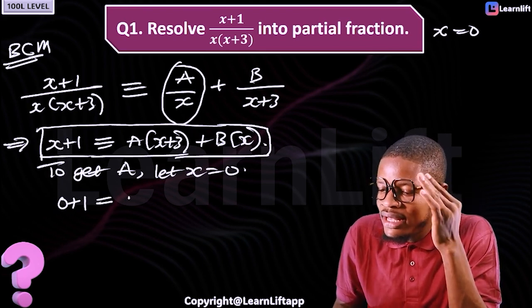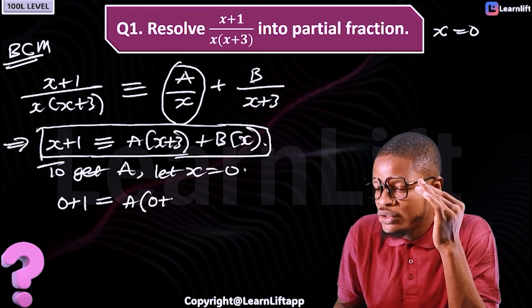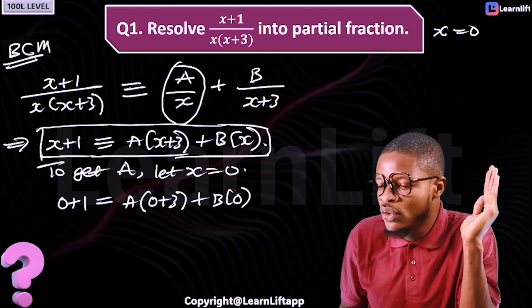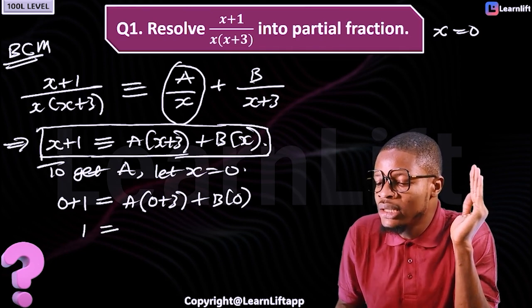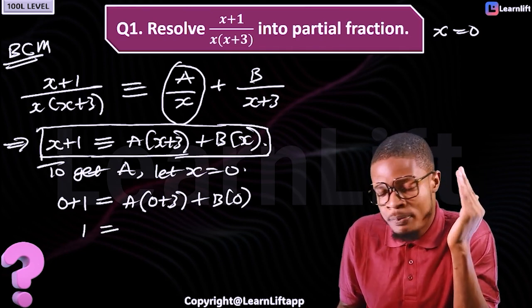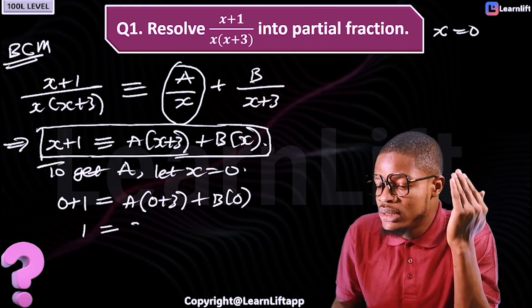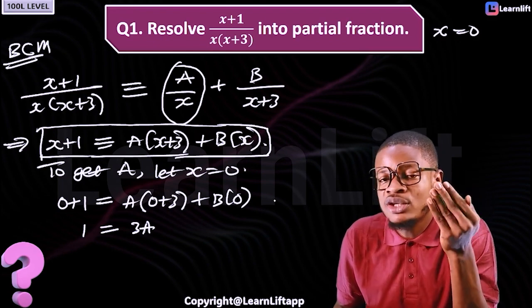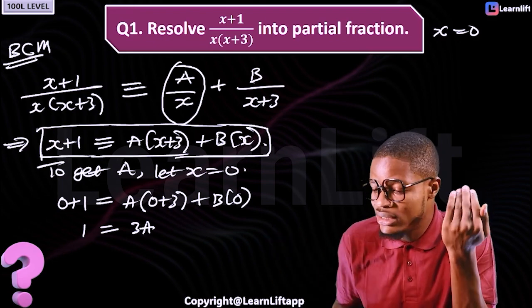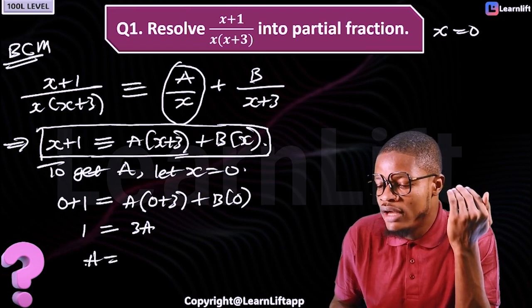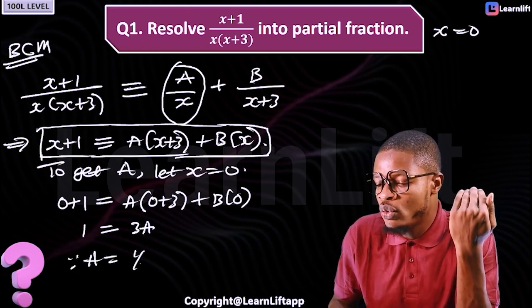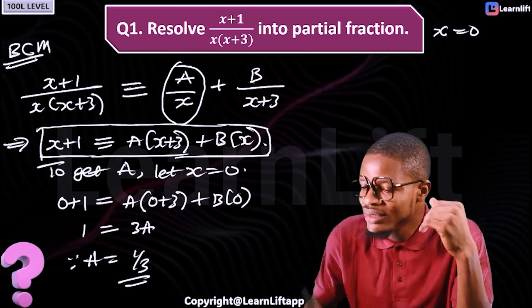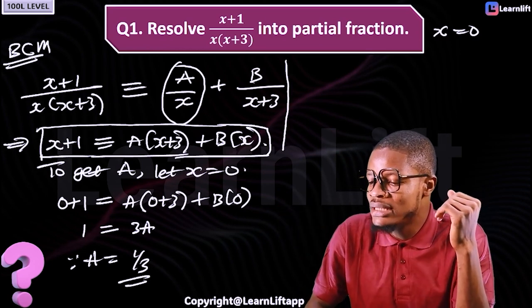That's going to give me a into 0 plus 3, isn't it? Plus b into what? 0. What is it going to give us? 0 plus 1 is 1, is equal to 0 plus 3 is 3. That's going to give me 3a. That's what we have there, right? Plus, what's b times 0? B times 0 is 0, so no need to write anything there. So what's your a here? Therefore, you can say that a is equal to 1 over 3. Now it's clear. The next thing very quickly is that we have gotten a.